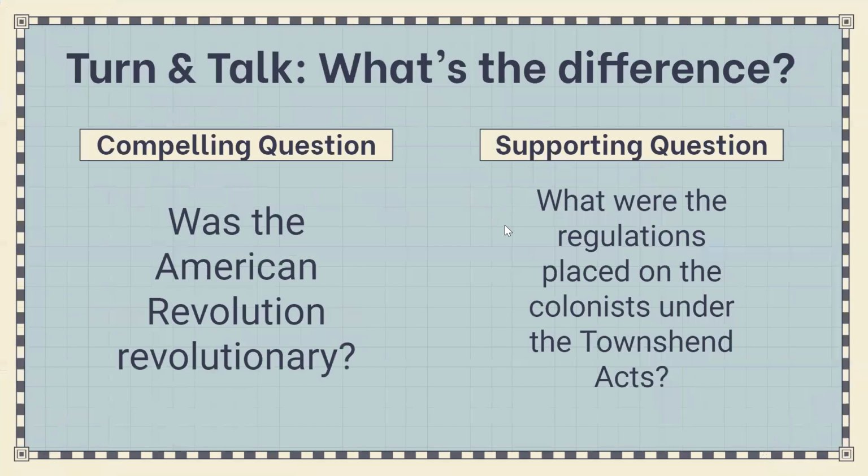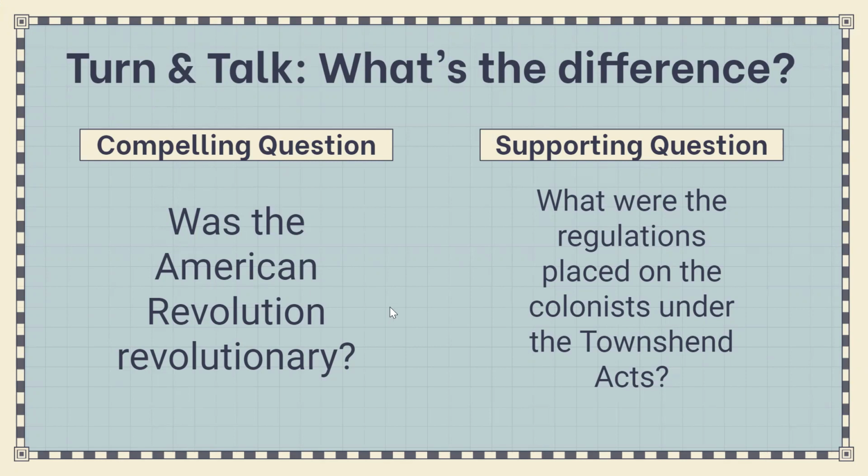So the parts of an inquiry you'll see are first those questions like we talked about. You'll have compelling questions and supporting questions. Ideally, if we were doing this live, we would have you talk about the question on the screen. What's the difference between the compelling question here and the supporting question? And hopefully what you're noticing is that the supporting question has a very specific answer to it. What were the regulations placed on the colonists under the Townshend Acts? There is an answer to that. It's definitive. We want students to have a concrete answer using evidence.